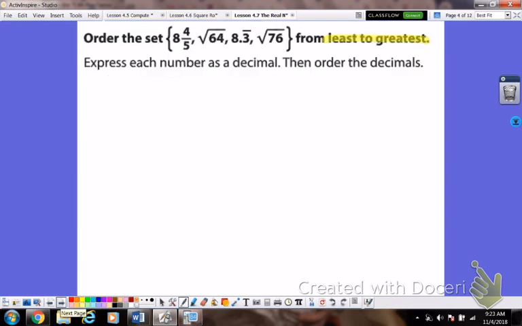Order this set of numbers from least to greatest. Again, just like before, in order to compare them, we first need to put them all in the same form. So we're going to write them as a decimal first. So 8 4/5. 4/5 is 0.8, so 8.8. Square root of 64. 64 is a perfect square because 8 times 8 gives us 64. 8.3 repeating, well that's already a decimal, so we don't have to do anything there. And square root of 78.